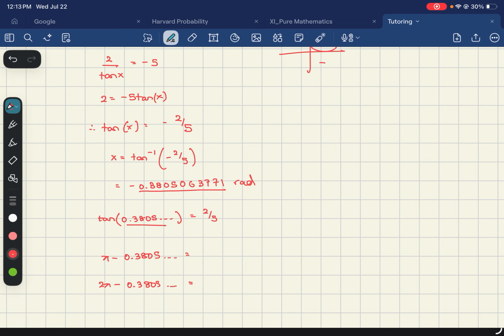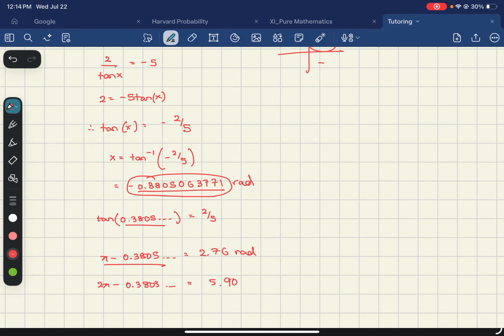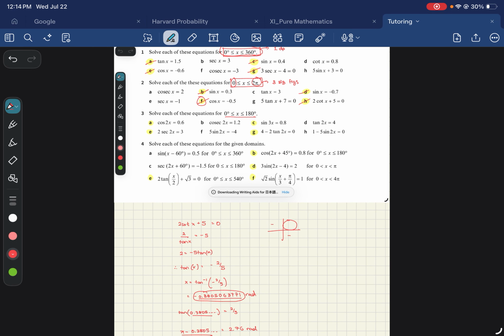And usually we try to avoid working with negative angles like this. We just want to use symmetry. So pi minus this gives me 2.76 radians, and 2 pi minus the acute angle gives me 5.90 radians. And yeah, those are your two solutions. I don't want to write 5.903, because that would be to 4 significant figures, so I'm just going to leave it at 5.90 radians. And we are done.